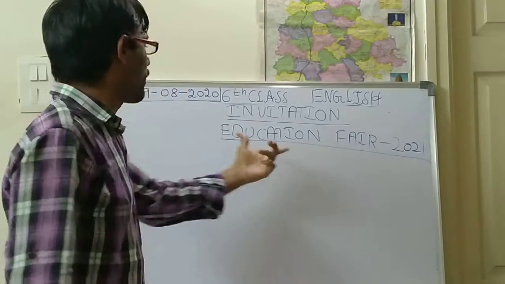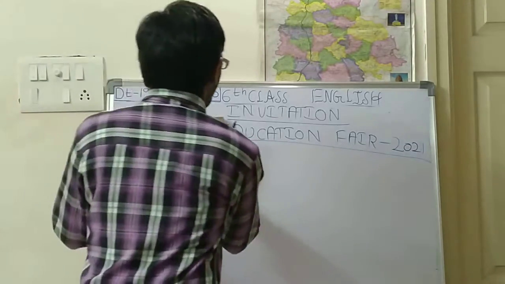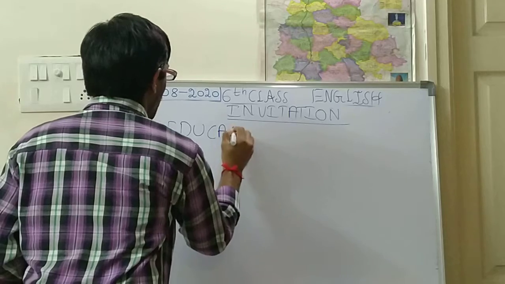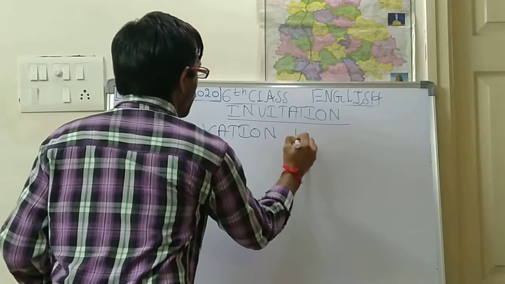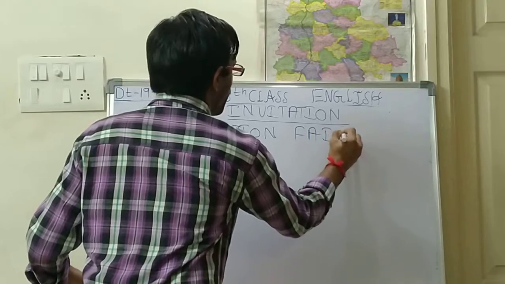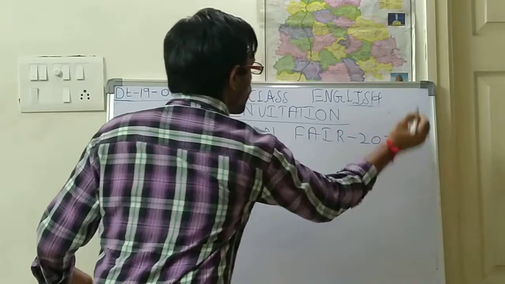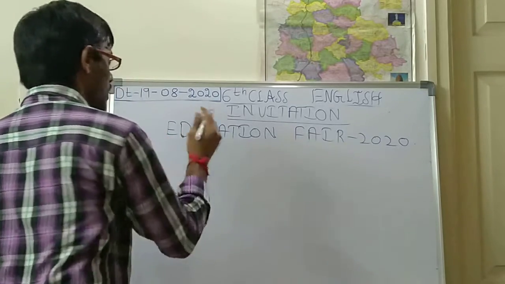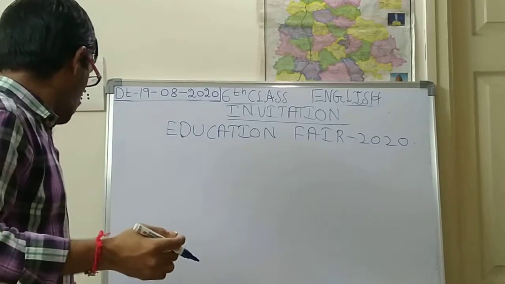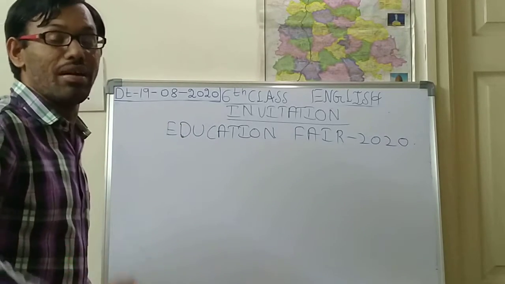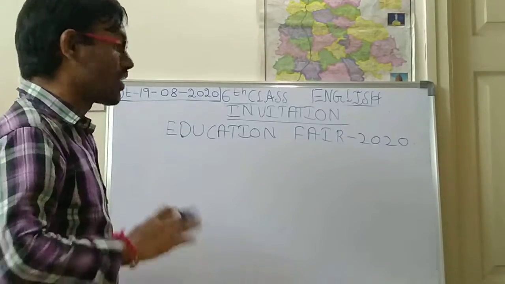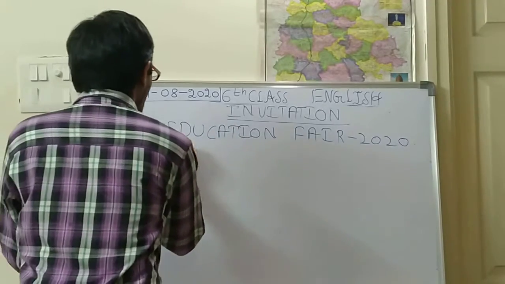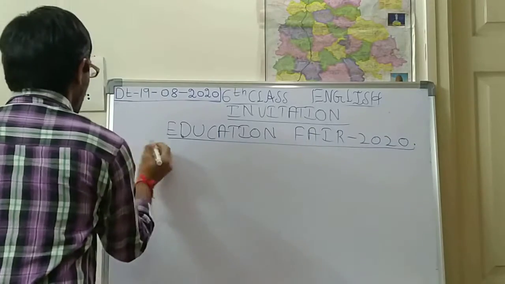This also should come in the middle only. So next step: Education Fair 2020. After writing this, next, below, you have to write who the guest of honor is. It should be compulsory. For that education fair, who is coming as the guest of honor? That also you should mention.